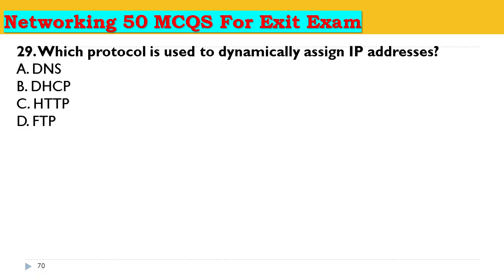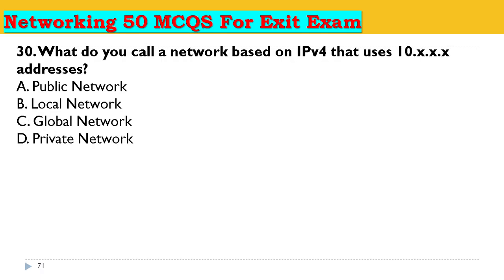Question number 29. Which protocol is used to dynamically assign IP addresses? DNS, Dynamic Host Configuration Protocol, HTTP, FTP. The protocol that is used to dynamically assign IP addresses is DHCP. Question number 30. What do you call a network based on IP version 4 that uses 10.x.x.x addresses? Public network, local network, global network, private network. A private network is based on IP version 4 and uses 10.x.x.x addresses.